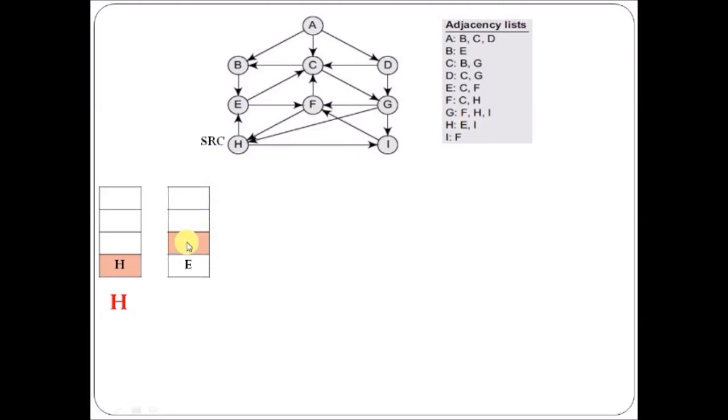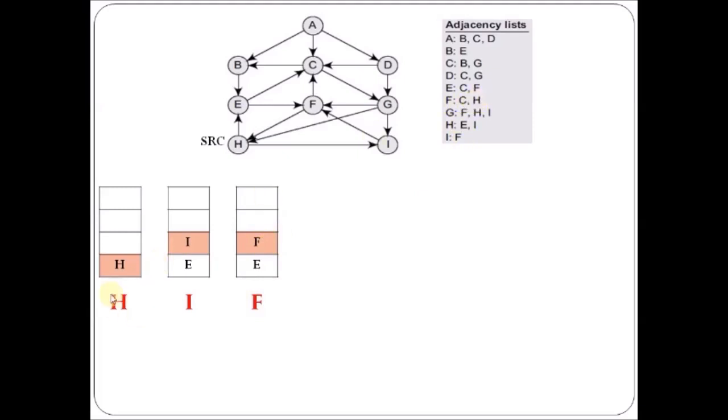Apply the same rule. Pop the element I from the stack and replace it with the elements present in the adjacency list. I have popped I and pushed the elements adjacent to I. The node F is adjacent to I, so I have pushed the node F. For node F, again repeat the same procedure. Remove the top element. Now the top points to F, so I have removed F and replaced it by the elements adjacent to node F, that is C and H.